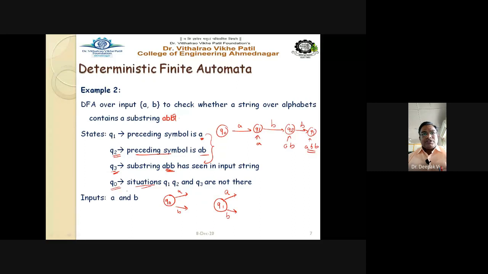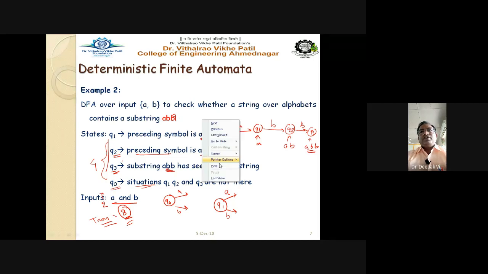Always remember this point. So if there are four states and two inputs, how many total transitions will there be? 2 into 4, that means there must be a total of 8 transitions. Getting my point or not? Because each state must transition on each input, right? So there must be multiplication. If the number of states is 4 and the number of inputs is 2, definitely a total of 8 transitions are possible. Remember this point always.